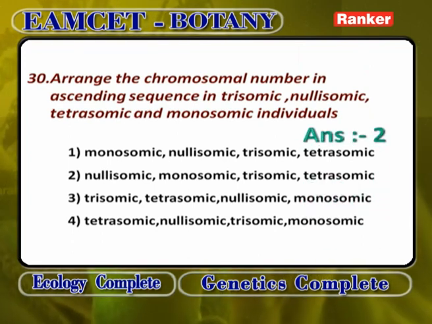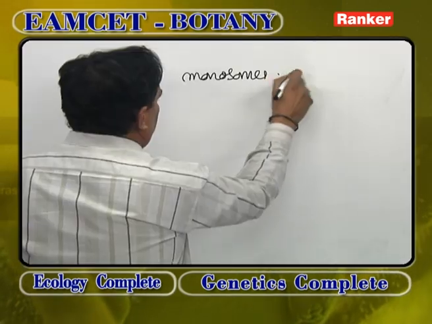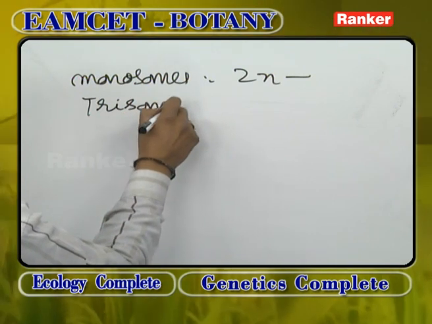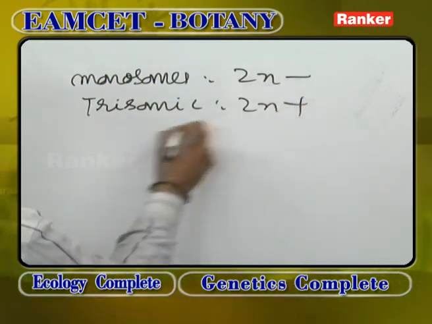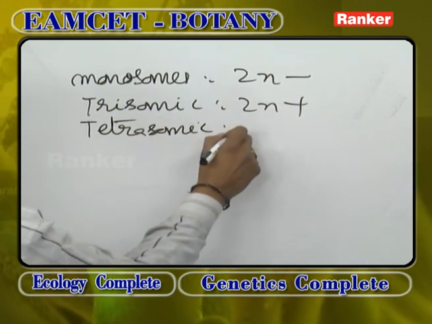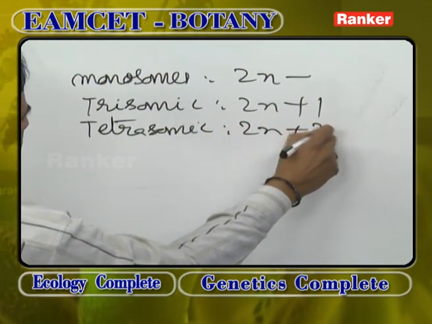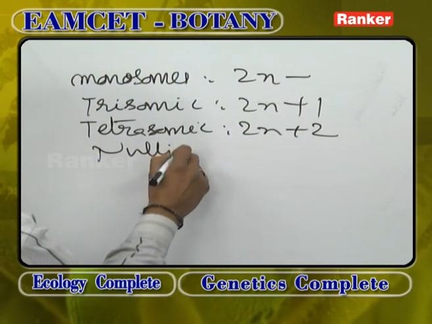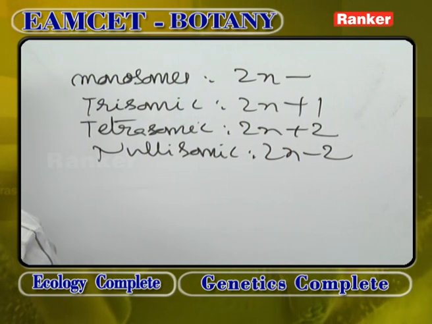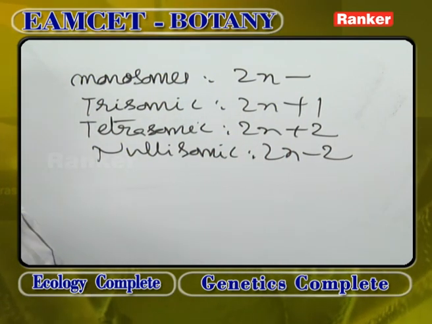Arrange the following chromosomal numbers in ascending sequence: trisomic, nullisomic, tetrasomic, monosomic. What is monosomic? 2n-1. What is trisomic? 2n+1. What is tetrasomic? 2n+2. What is nullisomic? 2n-2. So this is a combination of changes in the chromosomal number.